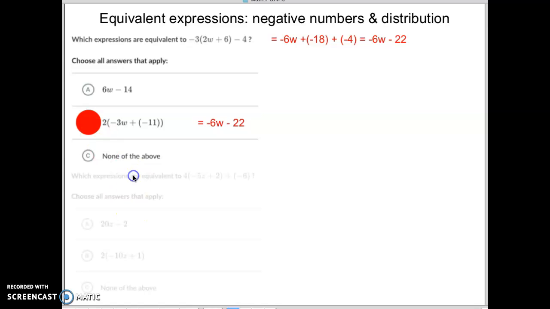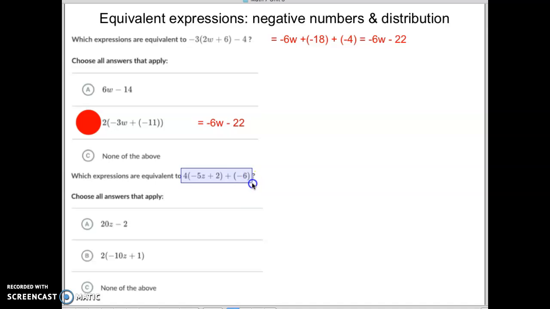Let's try one more. Okay, so here's this one, and here is our equation. We need to distribute this and combine like terms. So let's do that. 4 times negative 5z is negative 20z. 4 times 2 is 8.